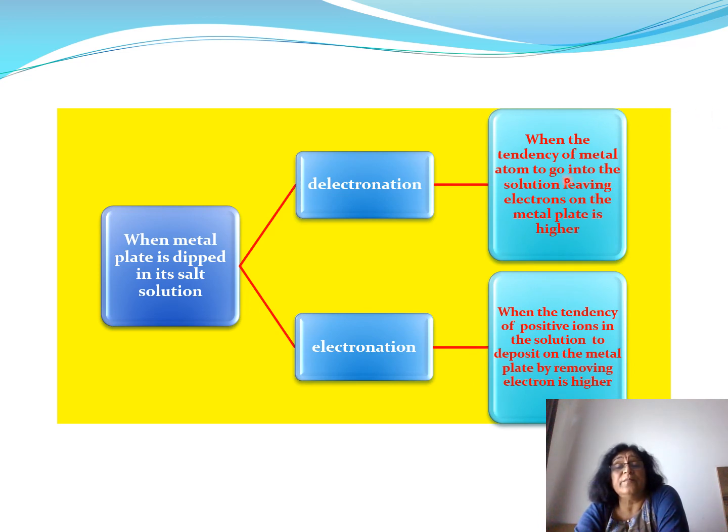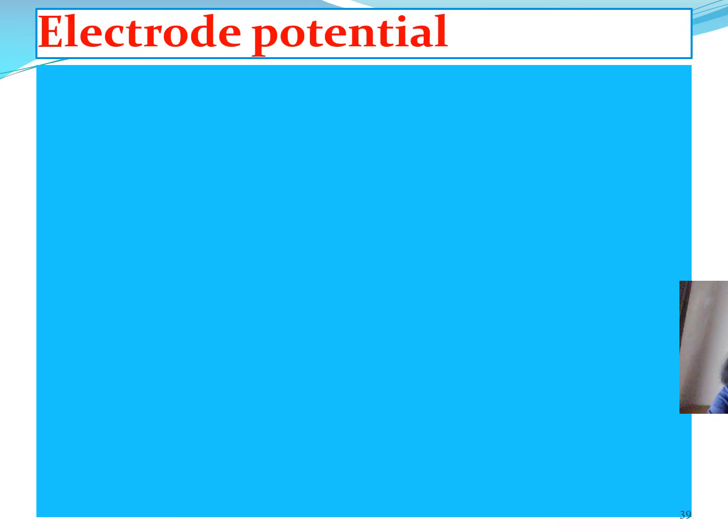So when the tendency of the metal atom to go into the solution, leaving the electrons on the metal plate, is higher, then it is called de-electronation. But when the tendency of the ions in the solution to deposit on the metal plate by gaining electrons is higher, then it is electronation. Okay. So de-electronation and electronation.